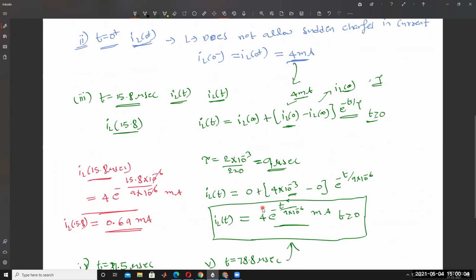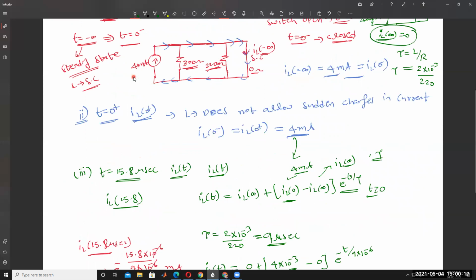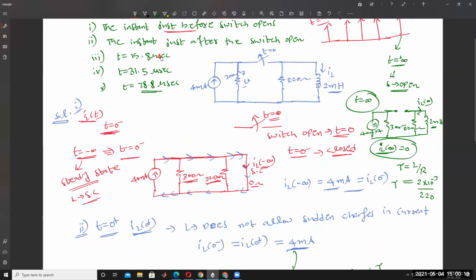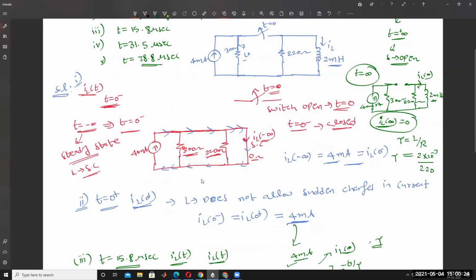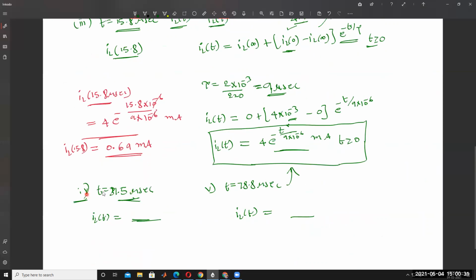Substitute in this equation, so you will get the expression IL of t is equal to 4 into e power minus t divided by 9 into 10 to the power minus 6. Substitute this time constant here. After getting this expression, substitute t is equal to 15.8 microseconds, 31.5 microseconds and 75 microseconds. By substituting 15.8 here, you will get 60.69 milliamps. Similarly, substitute 31.5 microseconds and 78.8 microseconds, and you will get expressions like this. It's clear.